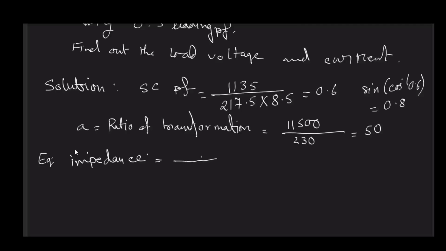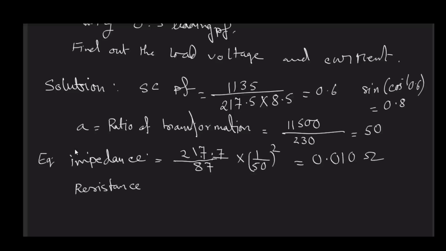Like that, voltage 217.7 by 8.7, into 1 upon 50 squared. So that is 0.010 ohm resistance. All these are at the low voltage side.